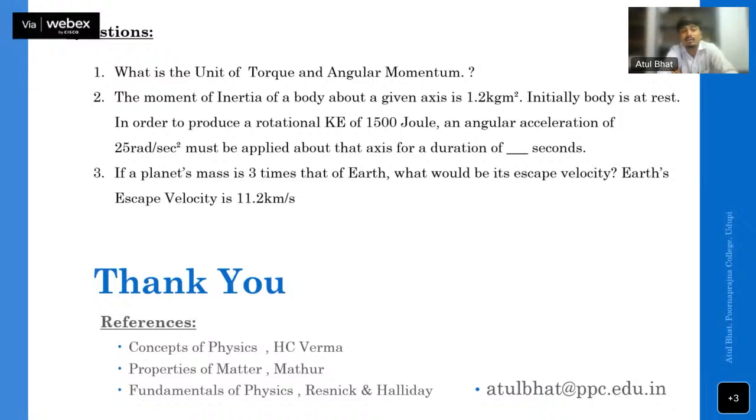The second question, you look at that carefully. You've got the moment of inertia of a body about a given axis. So I is given, and that is said to be 1.2 kg meter squared. And initially the body is at rest, no problem. Initial velocity is 0, angular velocity is 0. In order to produce a rotational kinetic energy of 1500 joules, the energy has to be 1500 joules. An angular acceleration of 25 radians per second square must be applied.